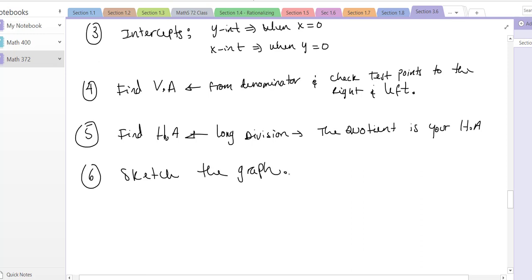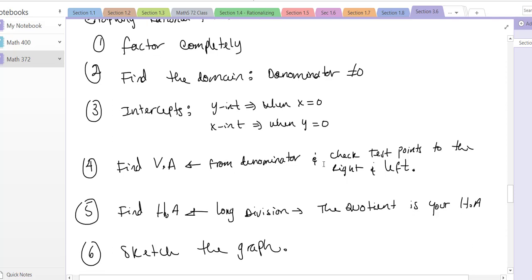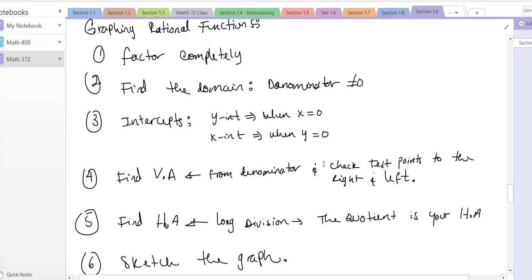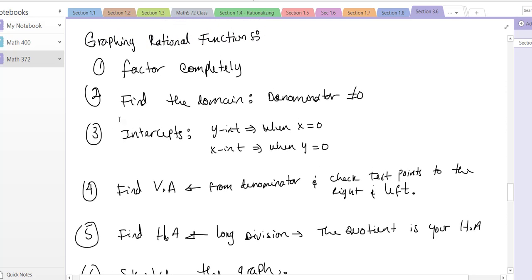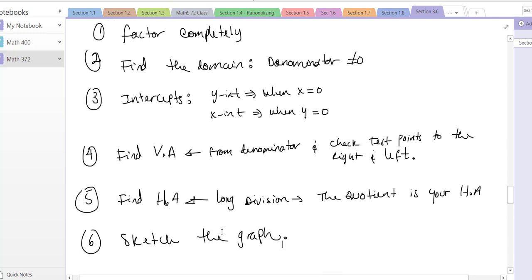We're going to sketch the graph of this one in another video, so try it on your own. Go ahead and follow the 6 steps to sketch the graph, or at least the first 5. Factor completely, which we already did. Find the domain. Find the y and x intercepts. We already found the vertical asymptotes. We already found the horizontal asymptotes. And then sketch the graph.